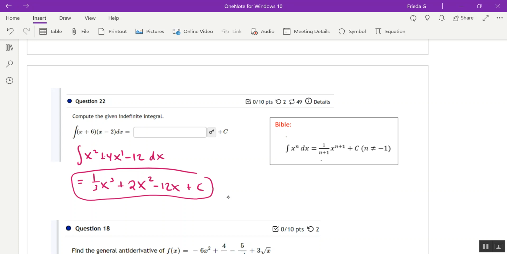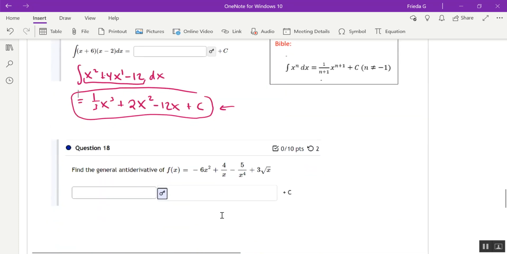How do you check it? Take the derivative of this. If you get this, then you did it right. Okay, and you can see just mentally, you take the derivative of each piece there, you can see that it's going to work. Okay, they get harder though.